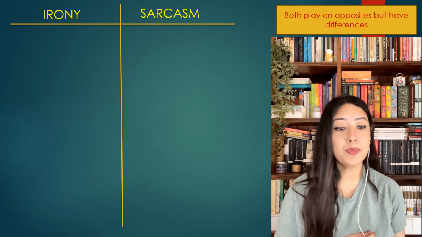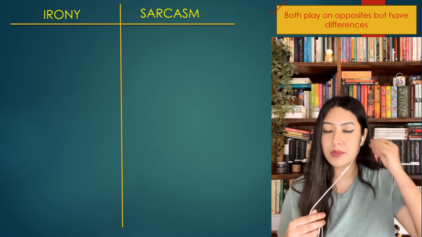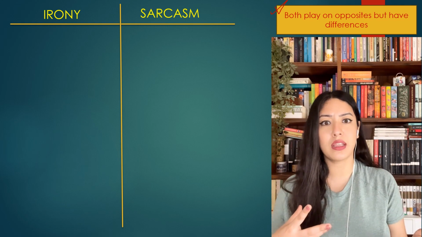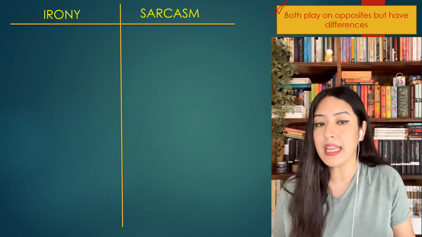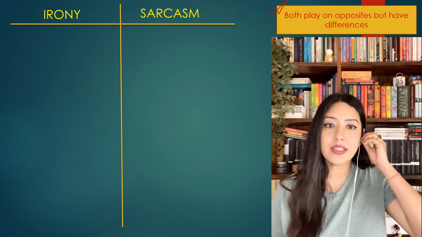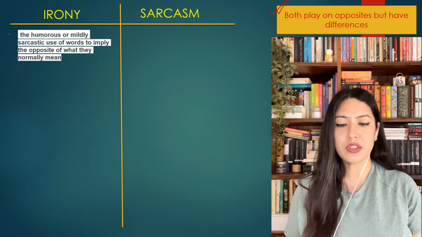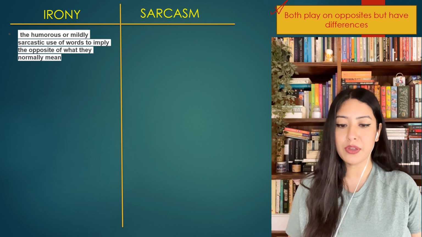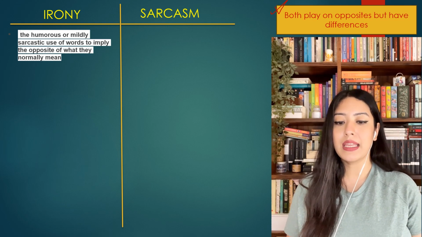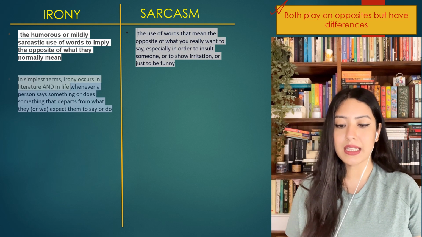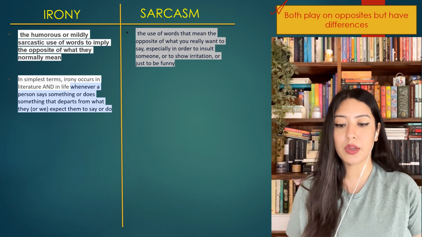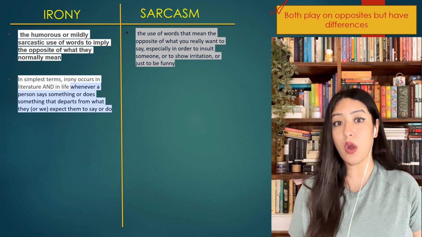Okay, so see, both play on opposites but have differences. Both of them play on opposites, meaning opposite things or doing opposite things than what you are meaning or saying. So we're going to understand this. Now look at the definition. Irony is the humorous or mildly sarcastic use of words to imply the opposite of what they normally mean. In simplest terms, irony occurs in literature and in life whenever a person says something or does something that departs from what they or we expect them to say or do.